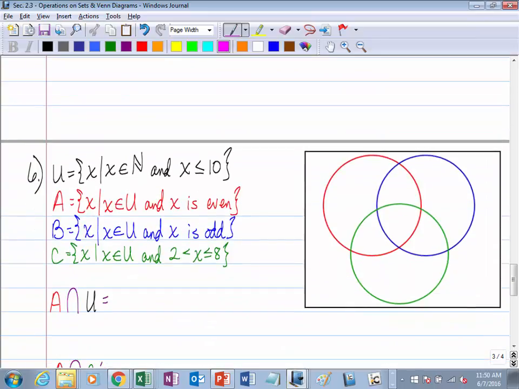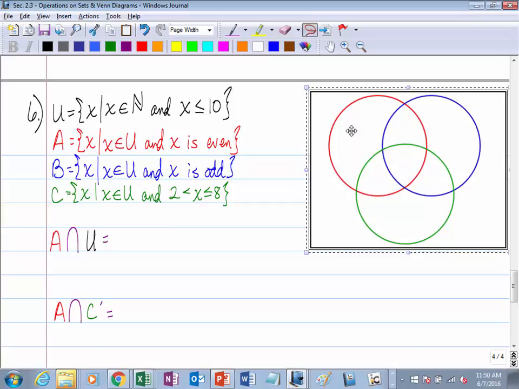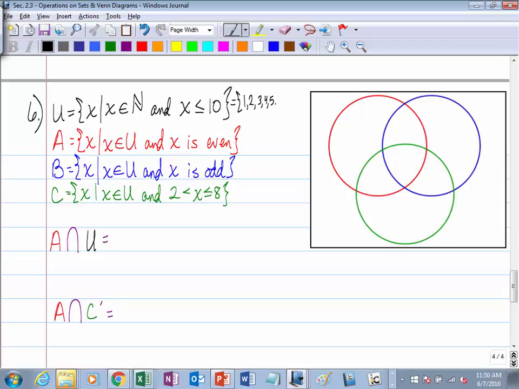All right, so here's another example. This one has 3 circles. You've got A, B, and C. The universal set is the natural numbers up to 10. I always find it helpful to go ahead and write this out in roster method. So that's the universal set. A is all of those numbers from the universal set that are also even.